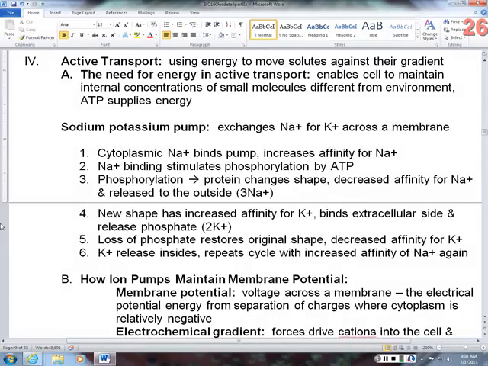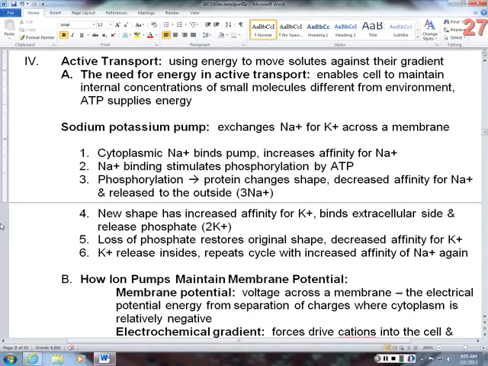Once it does that, that new shape likes potassium. So it will grab a potassium from the outside and bring it to the inside. And it does it in a ratio of moving 3 sodiums out, 2 potassiums in. Then it loses the phosphate, goes back to its original shape.